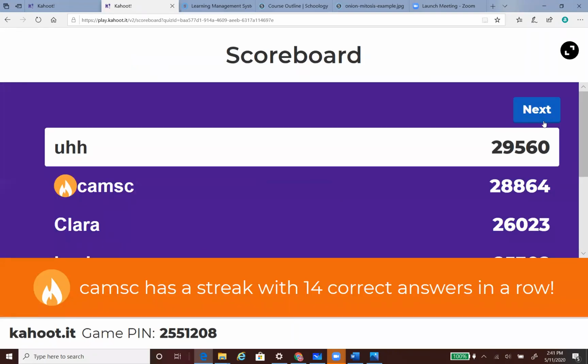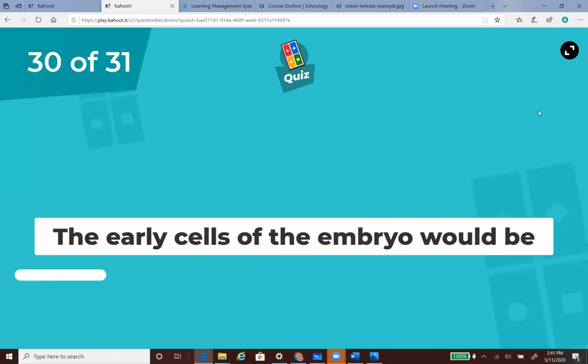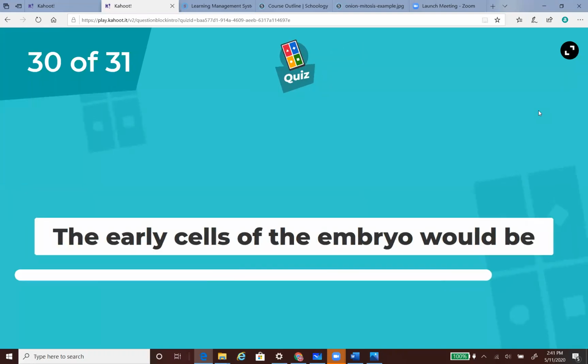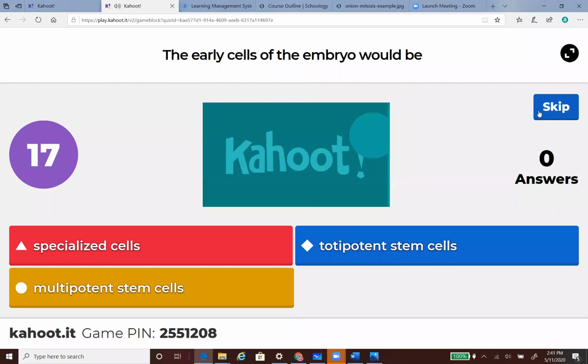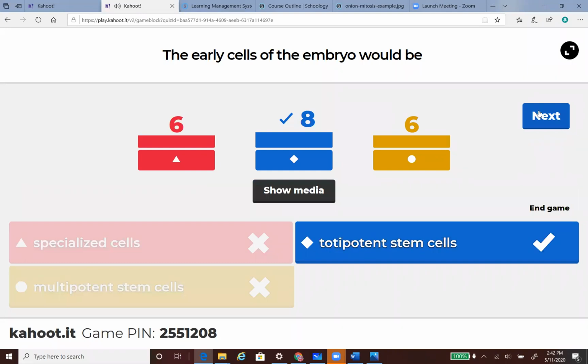Okay, I think there's two questions left. Think about this. If you can't remember the term, you should be able to narrow it down to at least two choices. Yeah, so it can't be specialized cells because, if you remember, specialized cells form later. The early cells are stem cells, and totipotent stem cells can be any type of cell. So that was a tough one.